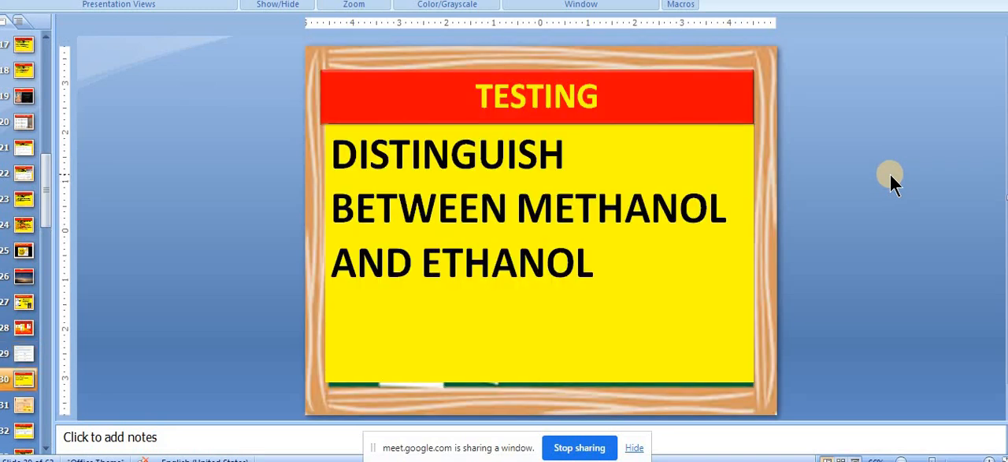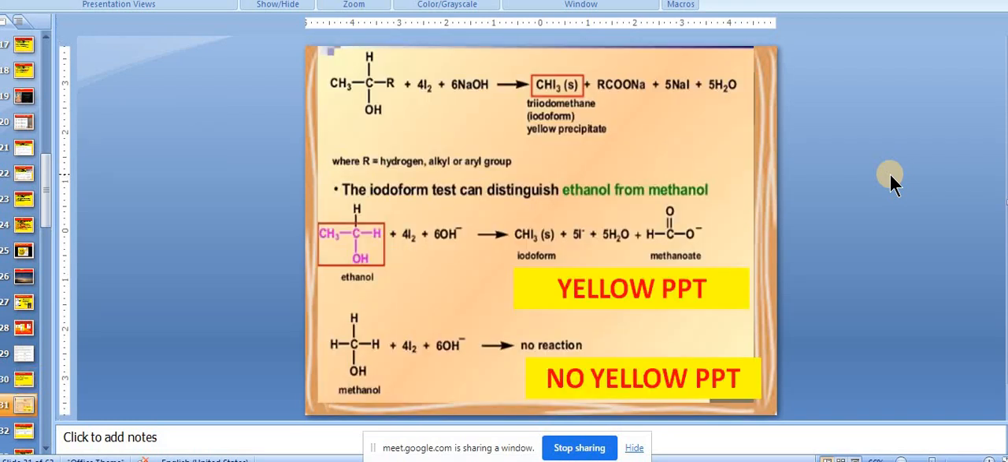Distinguish between methanol and ethanol. So can I get the answer, which will give the test, methanol or ethanol? Ethanol will give. So this is the way to write.